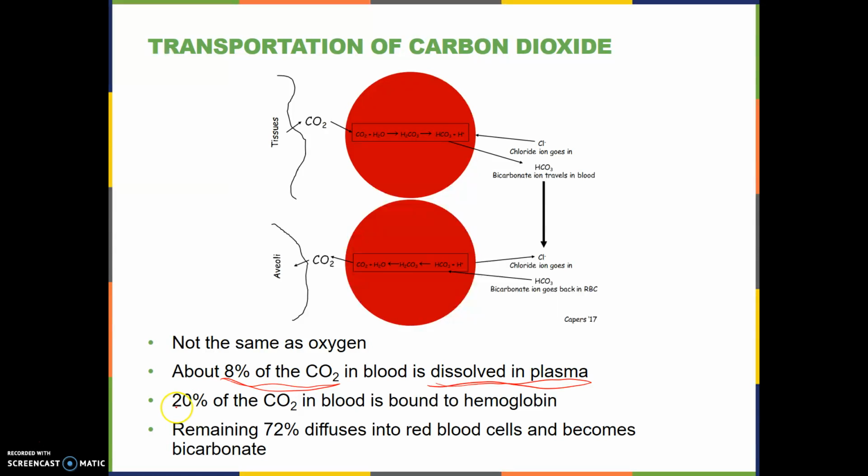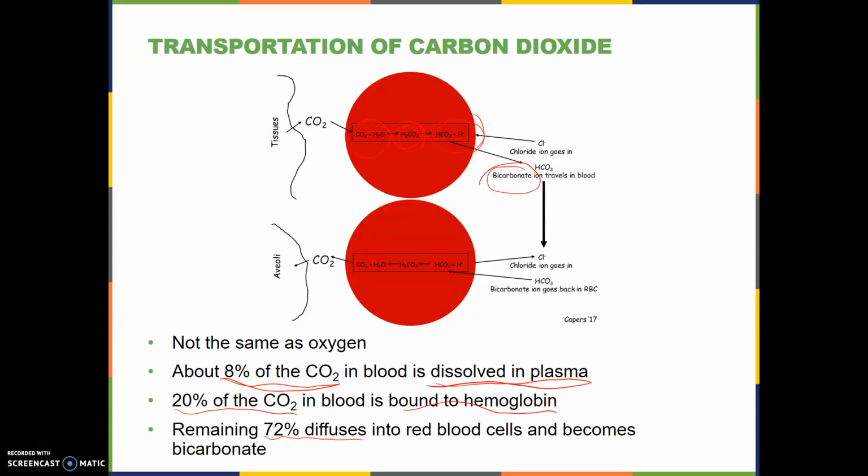20% of the carbon dioxide is actually attached to hemoglobin, not to the same part that the oxygen is attached to, but it's attached to hemoglobin. But 72%, most of the carbon dioxide, is converted to bicarbonate. You can see the chemical reaction here. When carbon dioxide and water react, they form carbonic acid, H2CO3, which immediately breaks up into bicarbonate and hydrogen. So most carbon dioxide travels in the blood as bicarbonate.